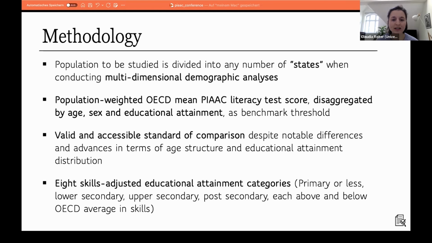And by doing so, in the end, I was able to define 8, I call them here skills-adjusted educational attainment categories. So I start with 4 broad educational attainment categories, which are primary or less, lower secondary, upper secondary, post-secondary. And then each is further split into an above and below OECD average skills category.